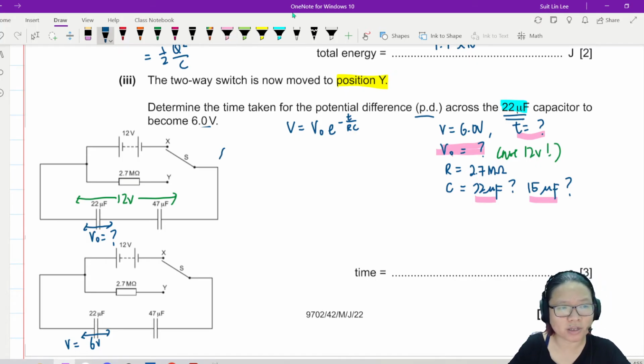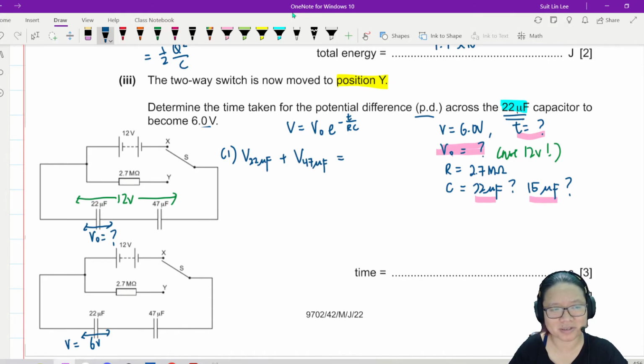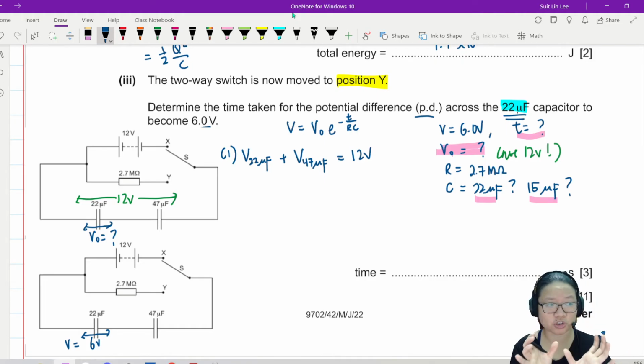So I guess for part 1, I want to find V naught first. That seems like the easier one to do. So I can say that the potential difference V across the 22 microfarad capacitor plus the potential difference across the 47 microfarad capacitor is equal to 12 volt. Okay, so this 22 microfarad capacitor is what I want to find, but I need to write down the relationship first and see how I can move things accordingly.